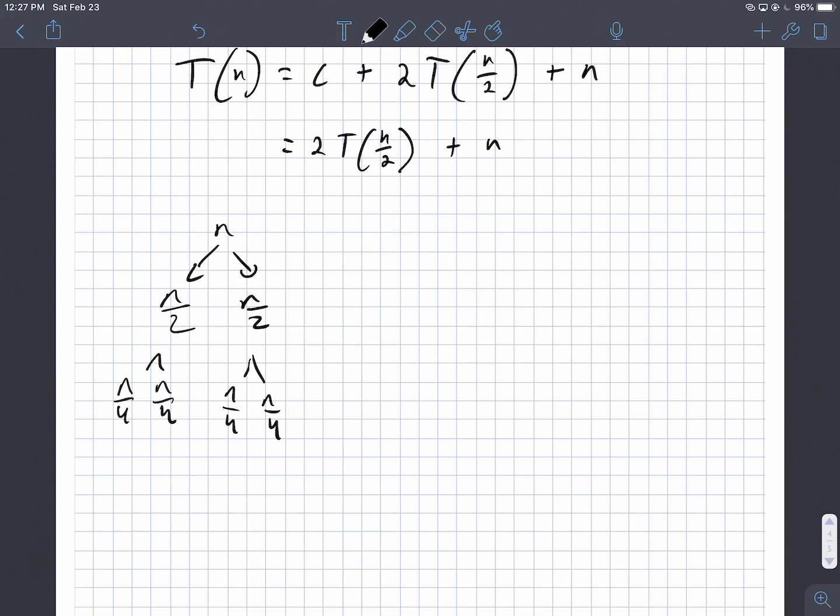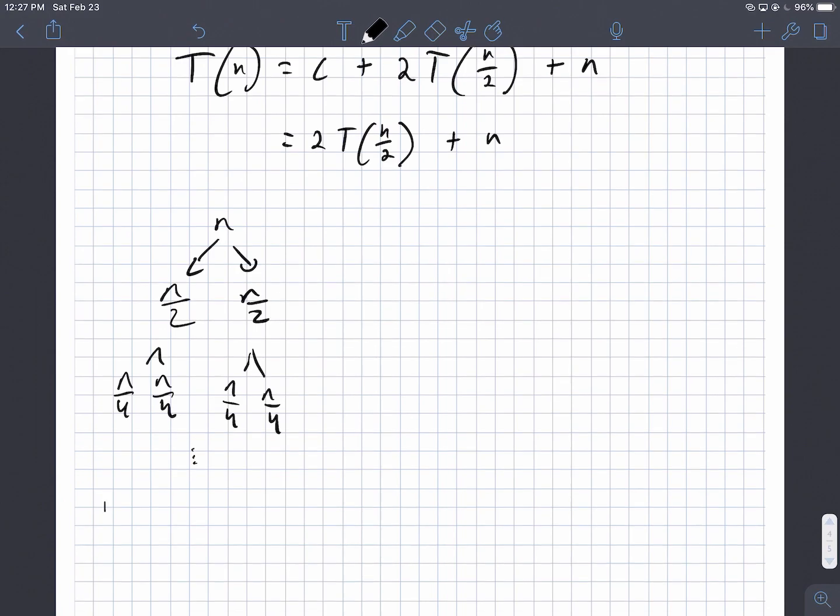Now, some observations to make. If you add up the size of the subproblems on each level, there's n work on each level. And just like the past problem, we're going to divide all the way down until we hit our base case of 1. And this is going to be a total number of log base 2 of n levels.